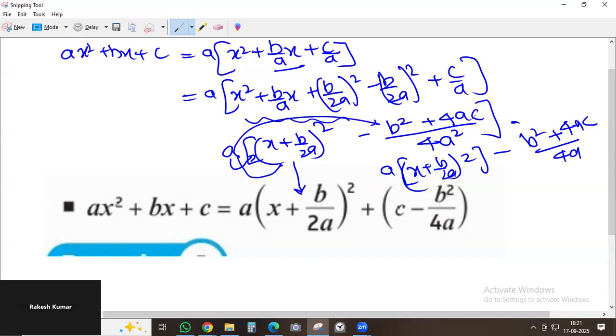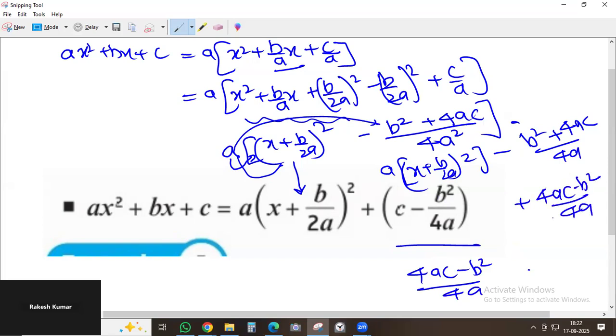Achha, then what do I get? Then what is this? This is 4ac minus b square by 4a. So this can be written as plus 4ac minus b square by 4a. And this and this are the completing the square of this. Completing the square.